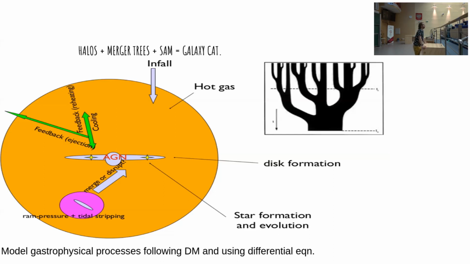But these are all very phenomenological models, so as I said, it depends on what you want to do, but you won't get any clean information on stellar populations from a dark-matter-only simulation. You need to add this extra information either from observation or from galaxy formation models.